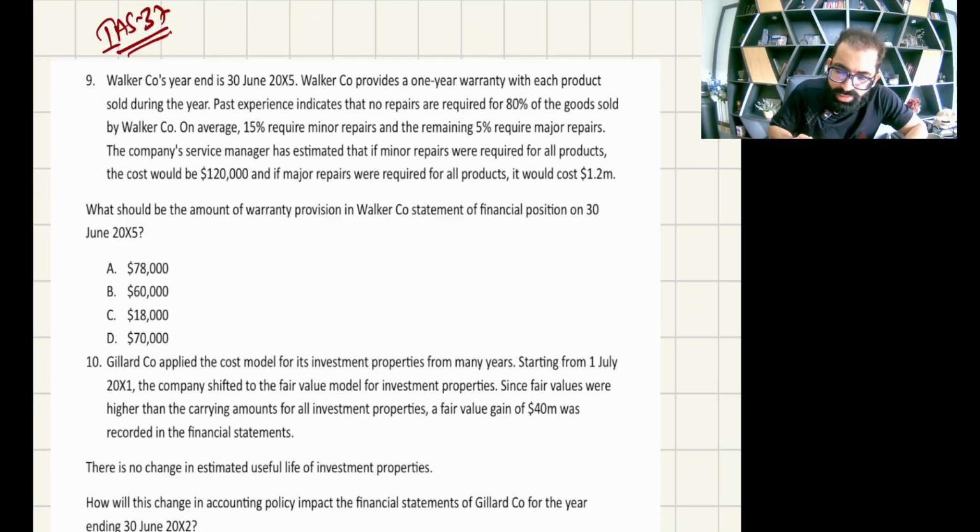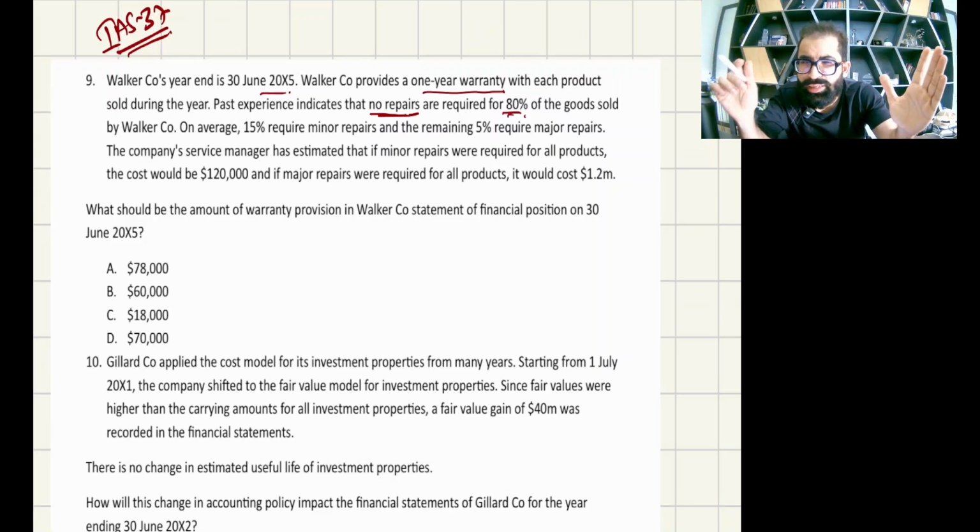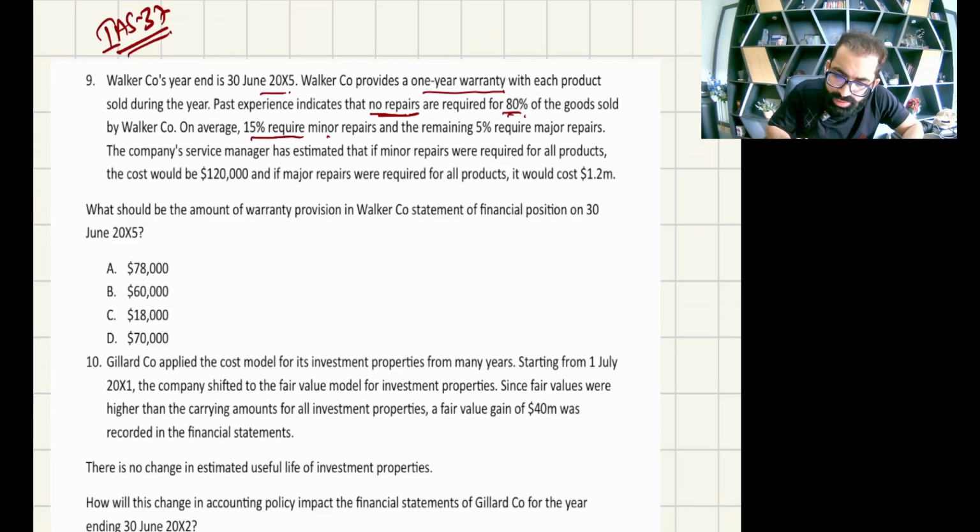So Walker Companies, even you can do this question yourself. Walker Companies year end is 30th June X5. Walkers provide a 1-year warranty with each product sold during the year. Past experience indicates that no repairs are required to 80% of the goods sold. Whatever we are selling, if you multiply it with 80%, no repairs, no claims will come. 15% required minor repairs and 5% requires major repairs.